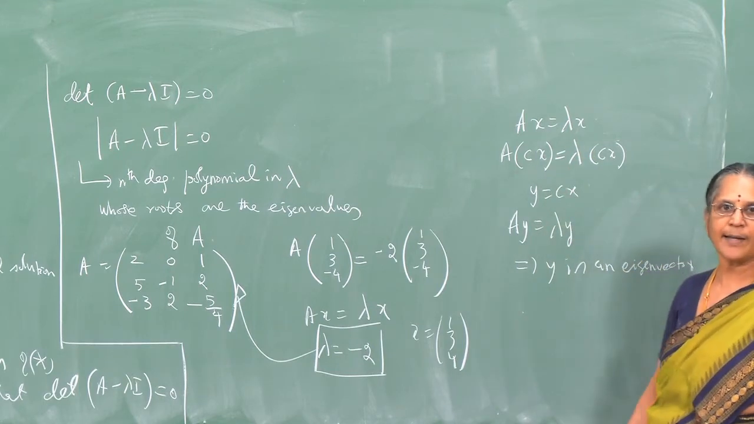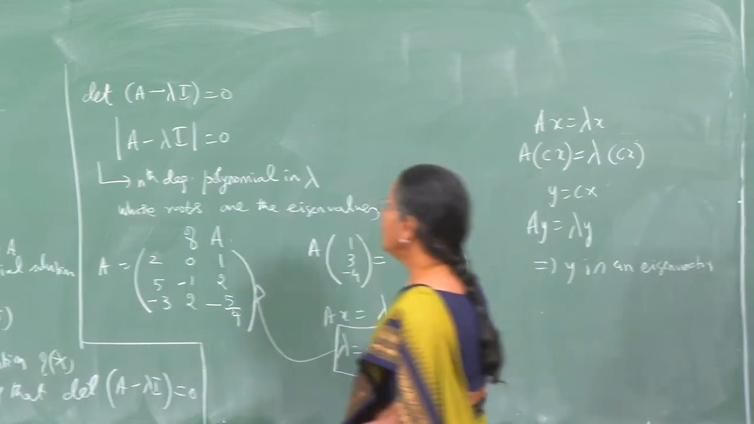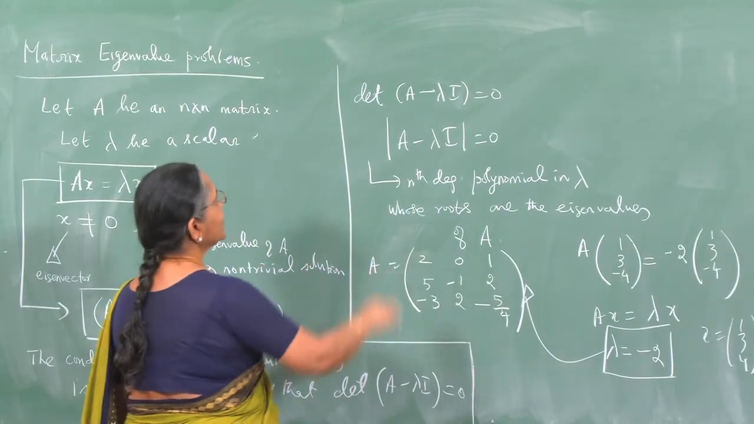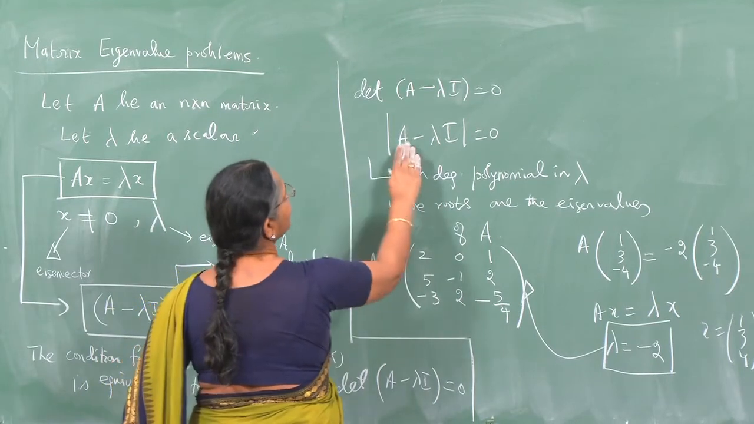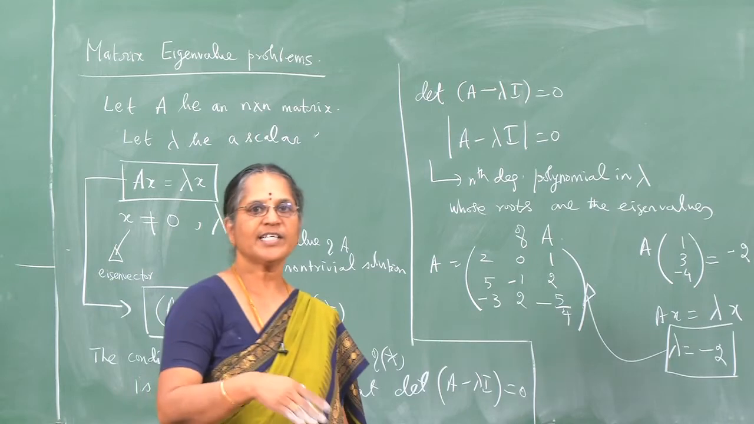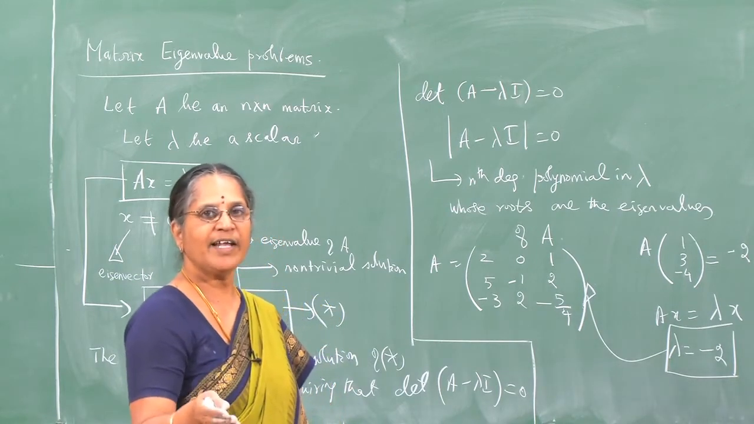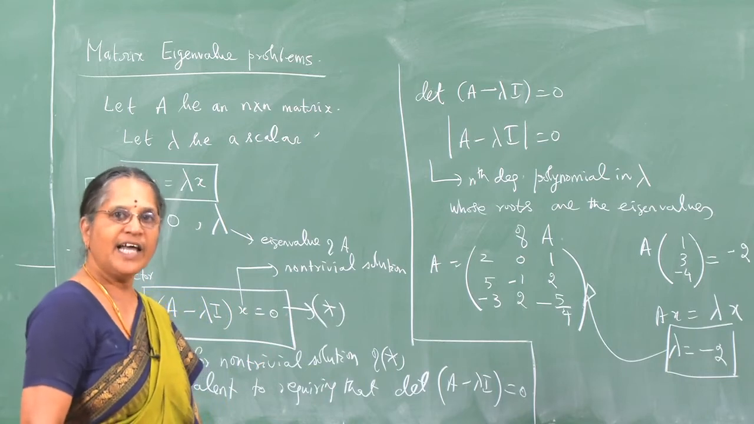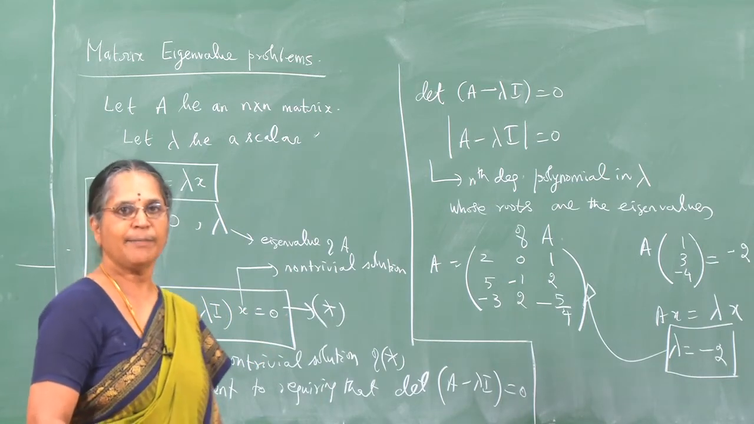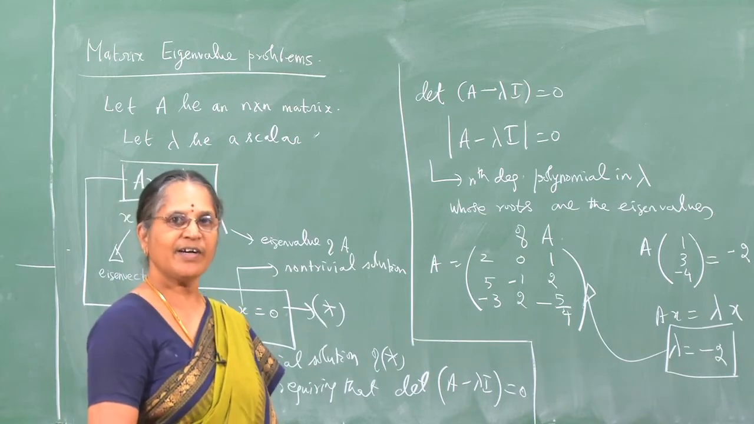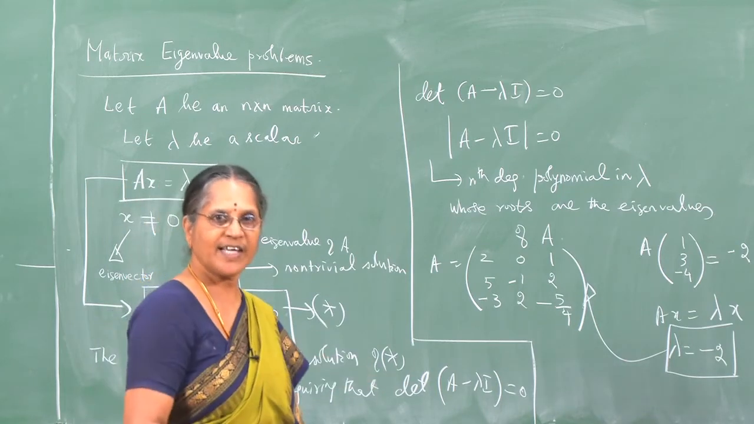of the matrix A. Now, one can compute the eigenvalues and the corresponding eigenvectors by requiring that the determinant of A minus lambda I equal to 0, but the computations will be very tedious when the order of the matrix is very large. And therefore, we require some numerical methods for computing the eigenvalues and eigenvectors of a given matrix A.